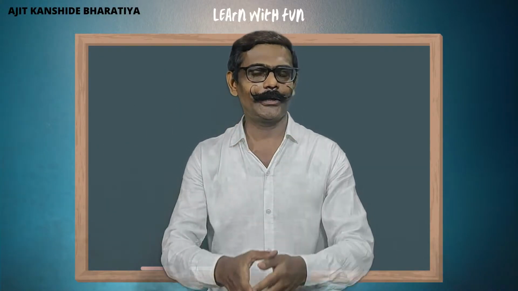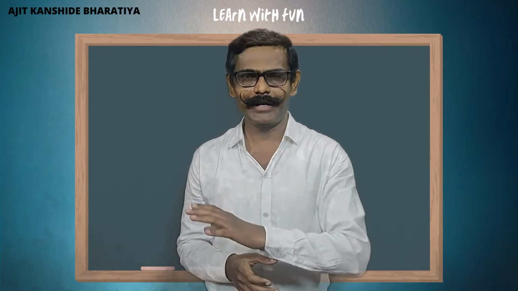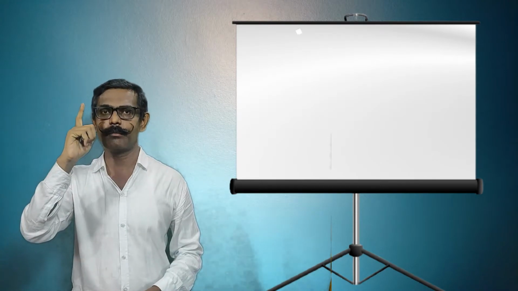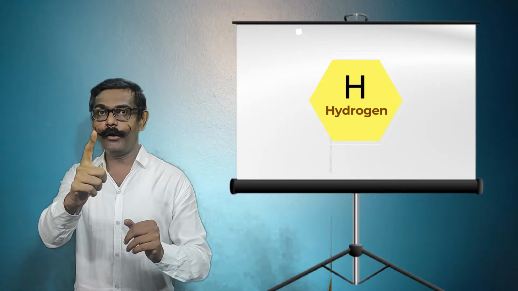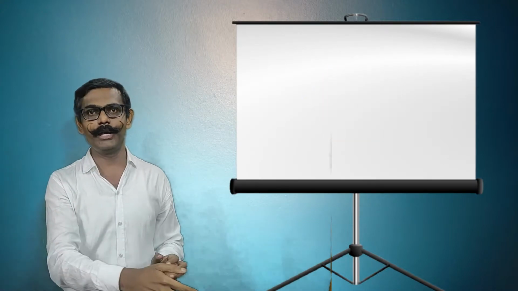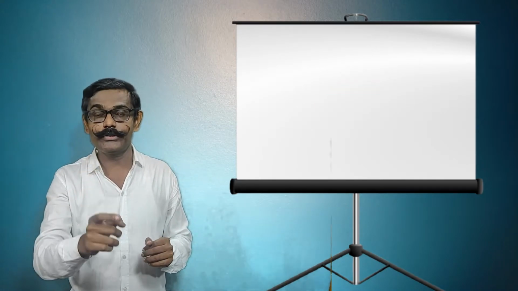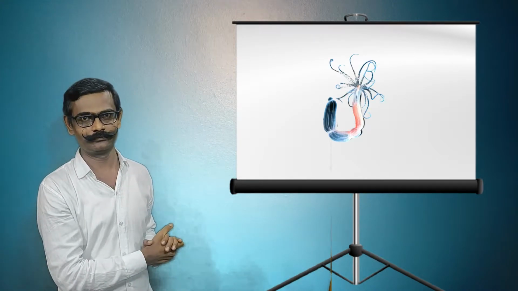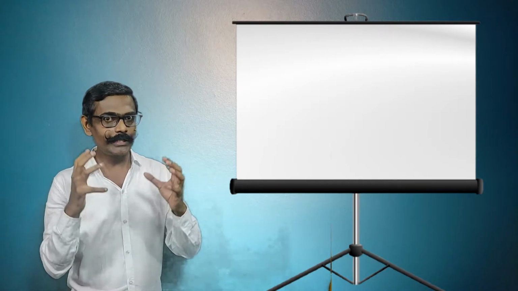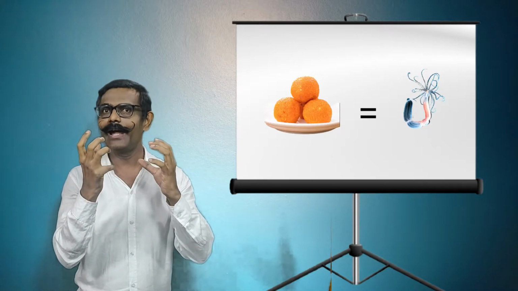Let us start our trick to remember atomic number and element. So the first element, with atomic number 1, is hydrogen. For 1, I want you to consider the image of a laddu. And for hydrogen, consider the image of hydra, an organism. Now what you have to do is correlate these two images. One is non-living and the other is living.